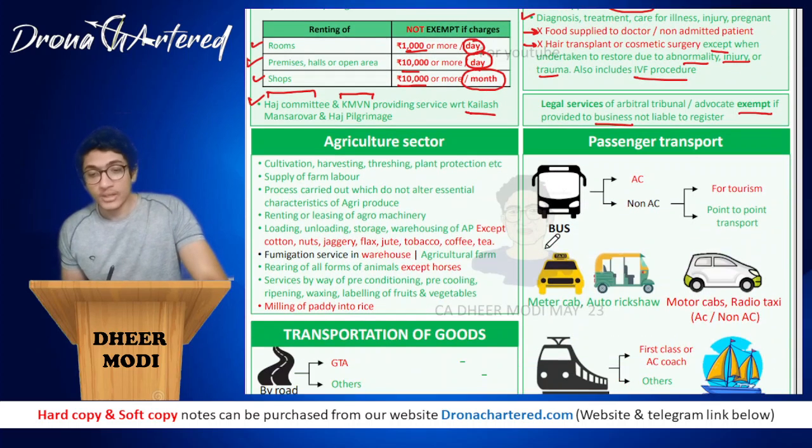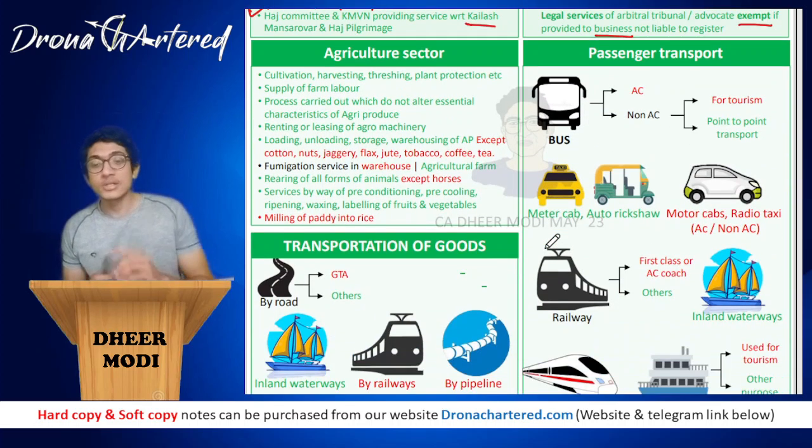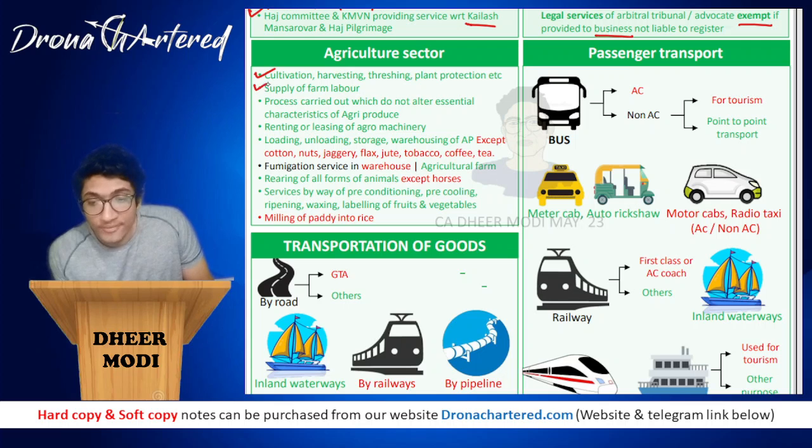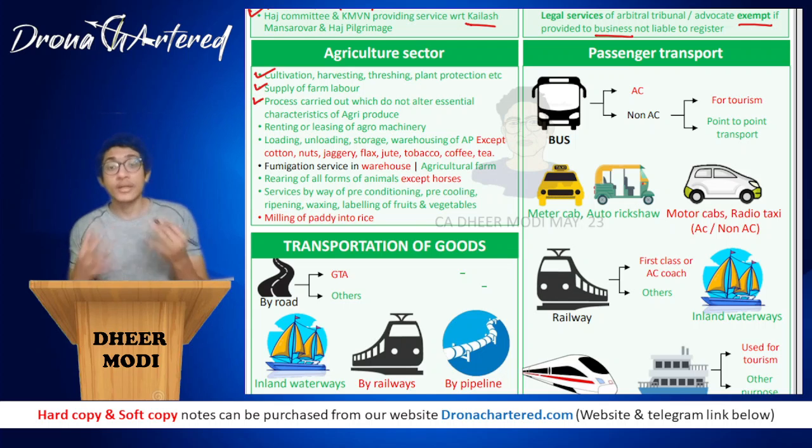Now coming to your next part, that is your agriculture sector. There have been some changes over here. For the agriculture sector, cultivation, harvesting, threshing, plant protection, etc. All of these are exempt. Supply of farm labor is exempt. Processes carried out which do not alter the essential characteristics of agriculture produce are also exempt.